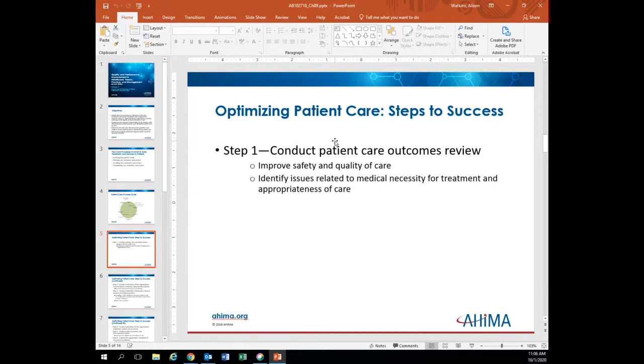Step 5, conduct policy, procedure, and documentation reviews. We always need to be looking at our protocols, our care pathways, what we call SOP, standard operating procedures, and we need to make sure these policies are reviewed fairly often and updated as necessary.